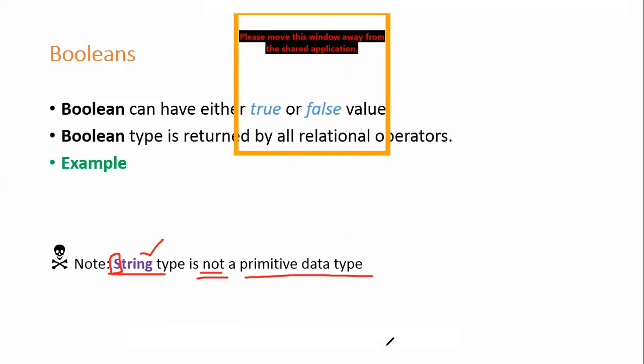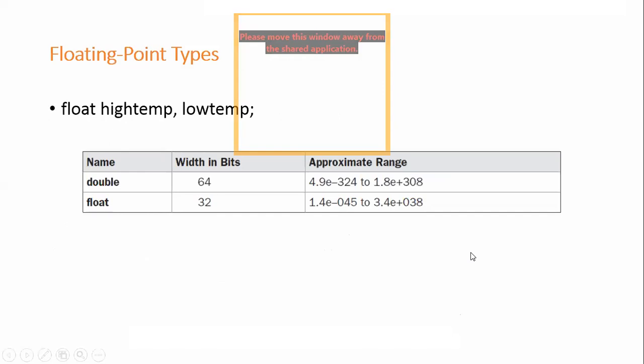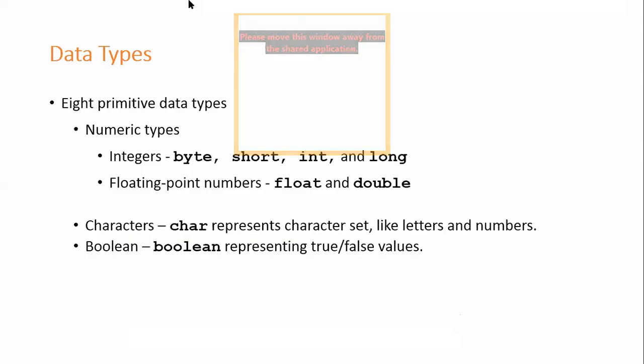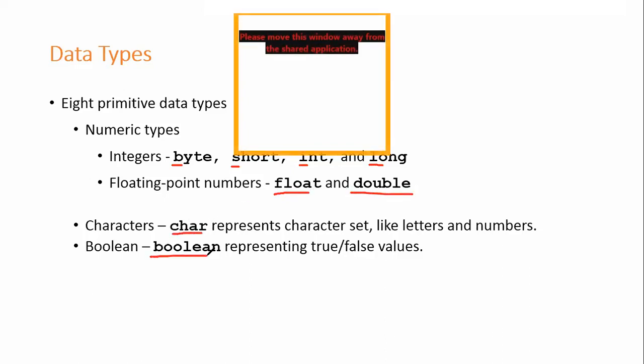As you compare with primitive types, let me scroll up. As you see here, all are primitive types. B is in lowercase, S in lowercase, I. All primitive types or data types will be in lowercase.